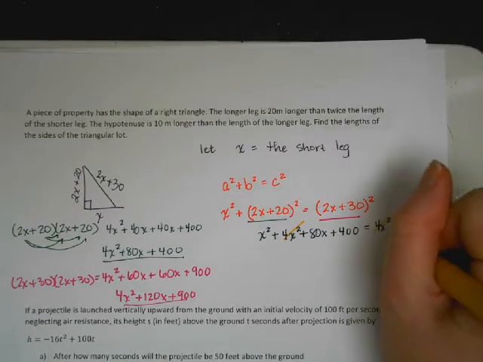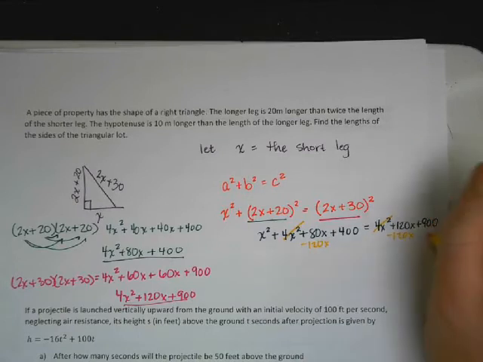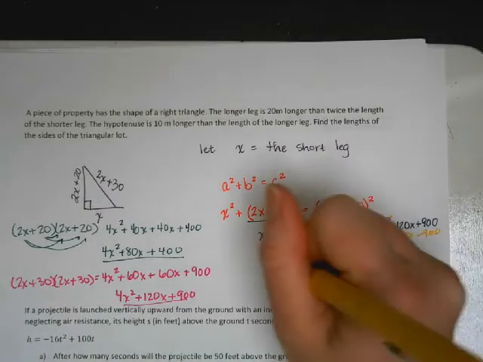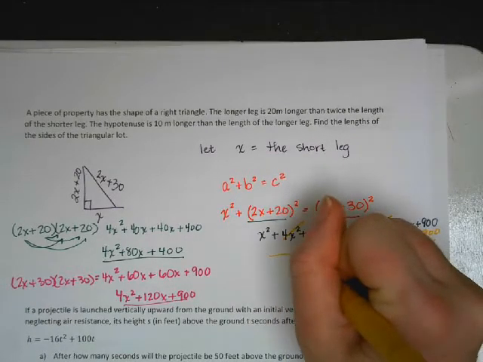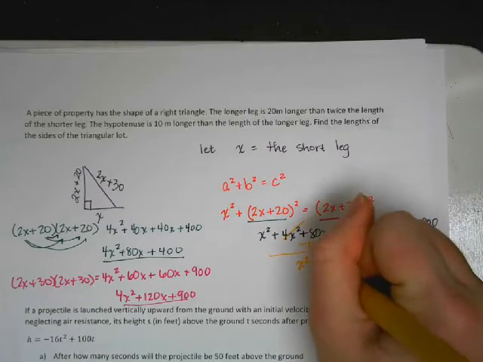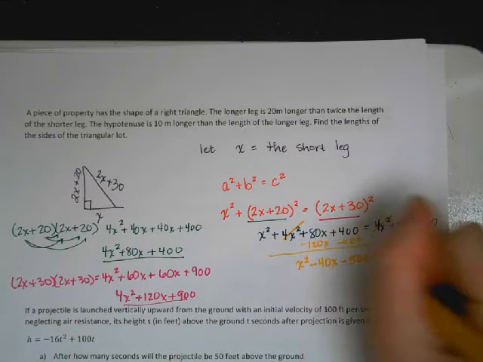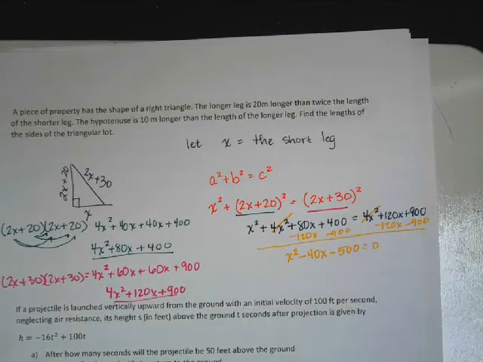And I'm going to subtract 120x from the 80x, and 900, 400. So I'm left with x squared minus 40x minus 500 equals 0. And that factors very easily.